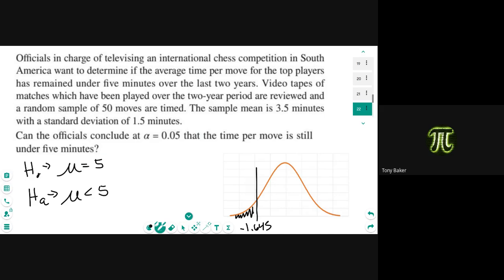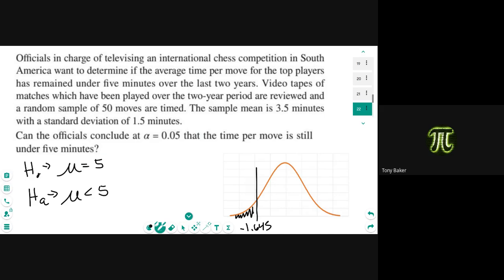Do you have the population standard deviation or the sample standard deviation? That's why it's T. Yes, this is T. The reason why we can use the Z number at the bottom of the T table is because it's over 30 for my degrees of freedom.